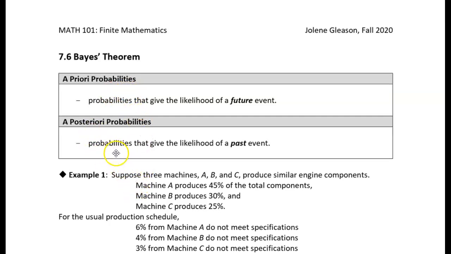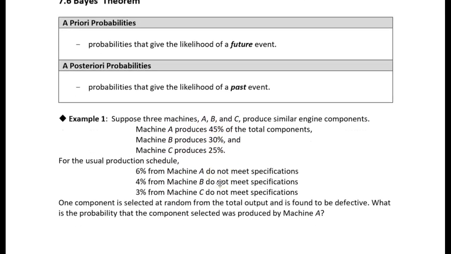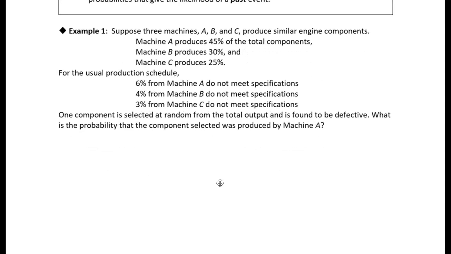But we might be interested in what's the probability that something happened in the past given some condition presently, okay? And that's called an a posteriori probability, okay? And that's what we're going to be looking at today. So probably the easiest way to look at this is just dive into an example.